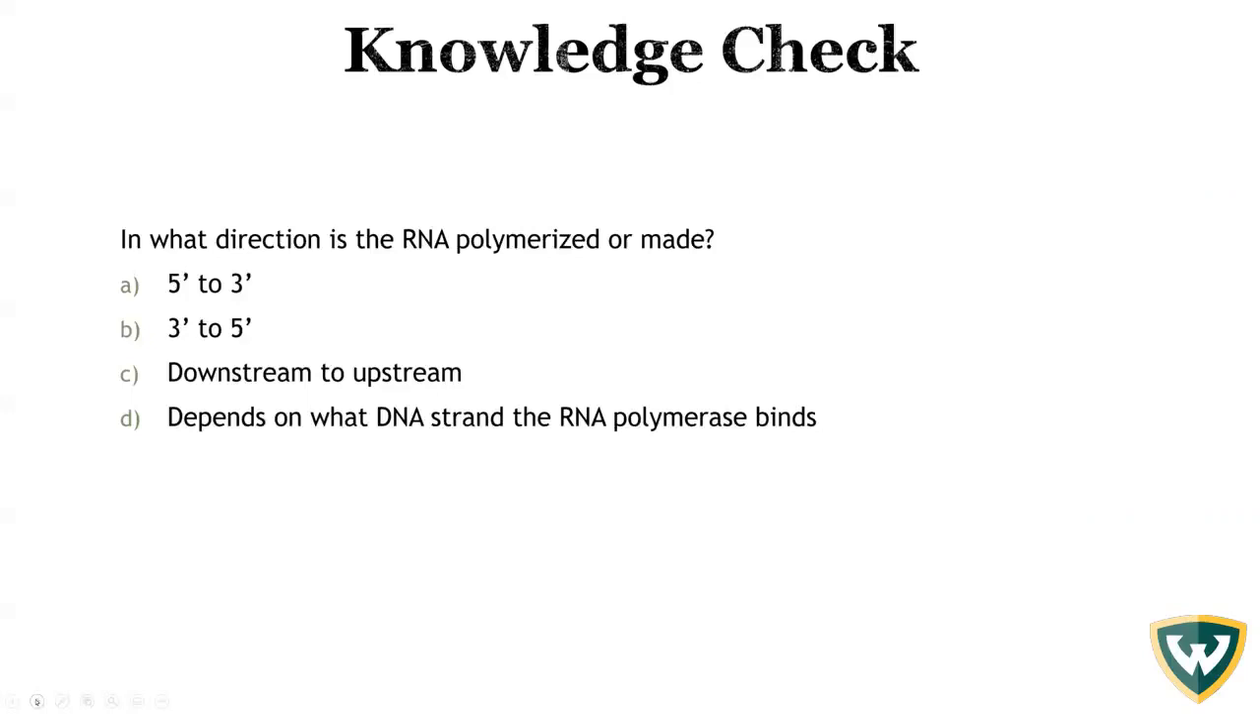In what direction is the RNA polymerized or made? Is it A, in the 5' to 3' direction, B, in the 3' to 5' direction, C, downstream to upstream, or D, depends on what DNA strand the RNA polymerase binds. And, as we know, and I continually said, for both replication of DNA or transcription of RNA, the body really favors that upstream to downstream replication or transcription of RNA.